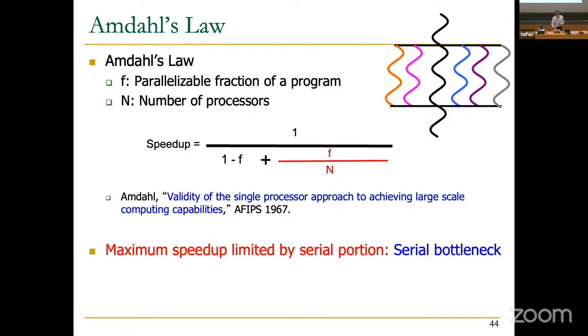So basically, that's what this says. Maximum speedup is limited by the serial portion. This is called the serial bottleneck. And this serial bottleneck term especially came about because of vector processors. People basically said, oh, we have the serial bottleneck. How do we deal with it?